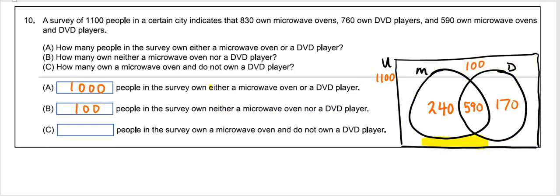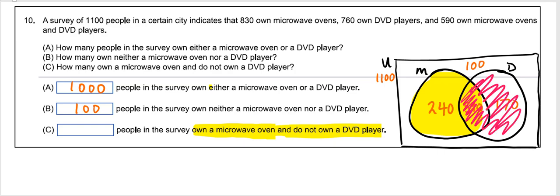Last but not least, they own a microwave and they don't own a DVD. Okay, first thing they have to do is they own a microwave. Right there. And they can't have a DVD player. So it has to be in the yellow, but it can't be scratched out. So that would be 240.